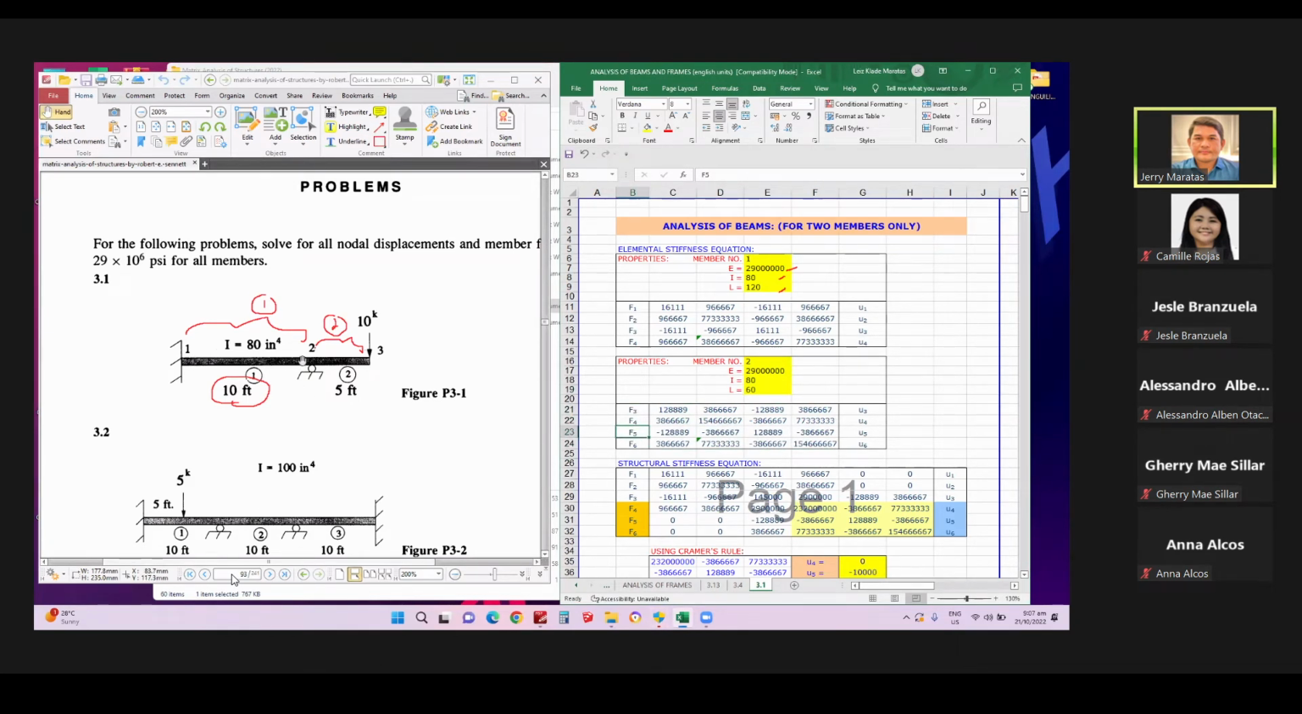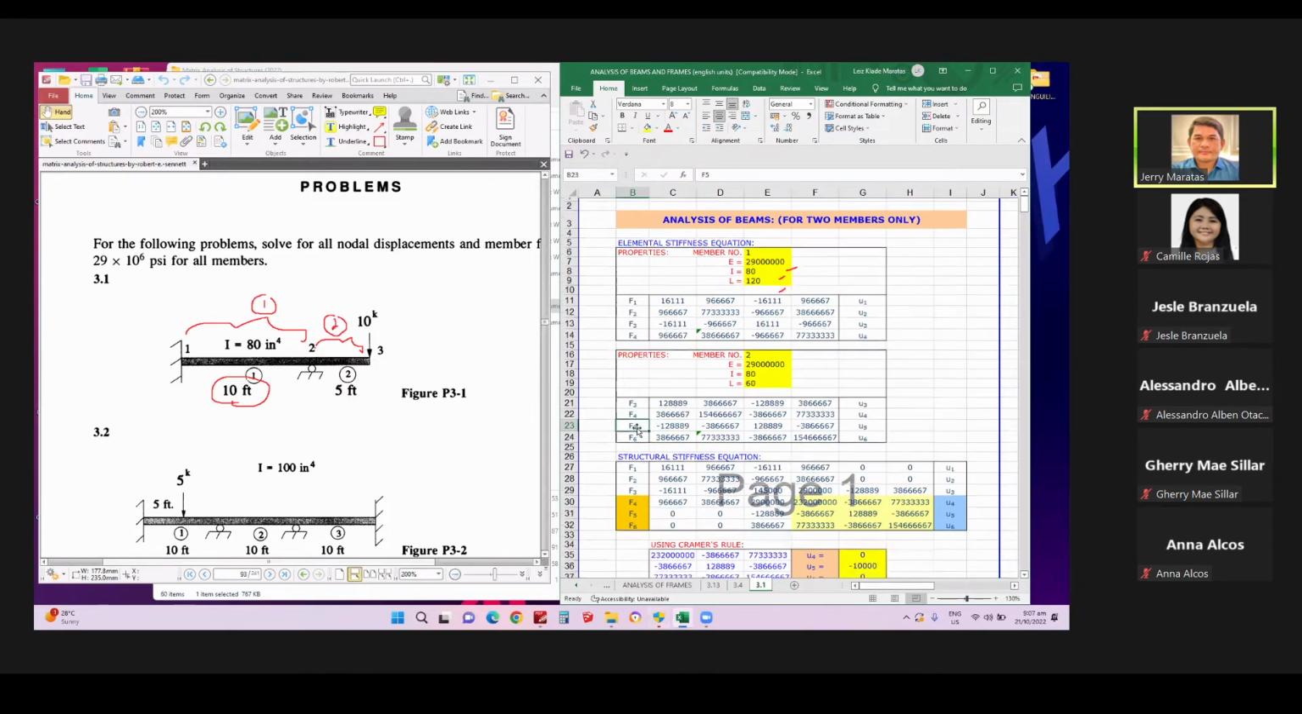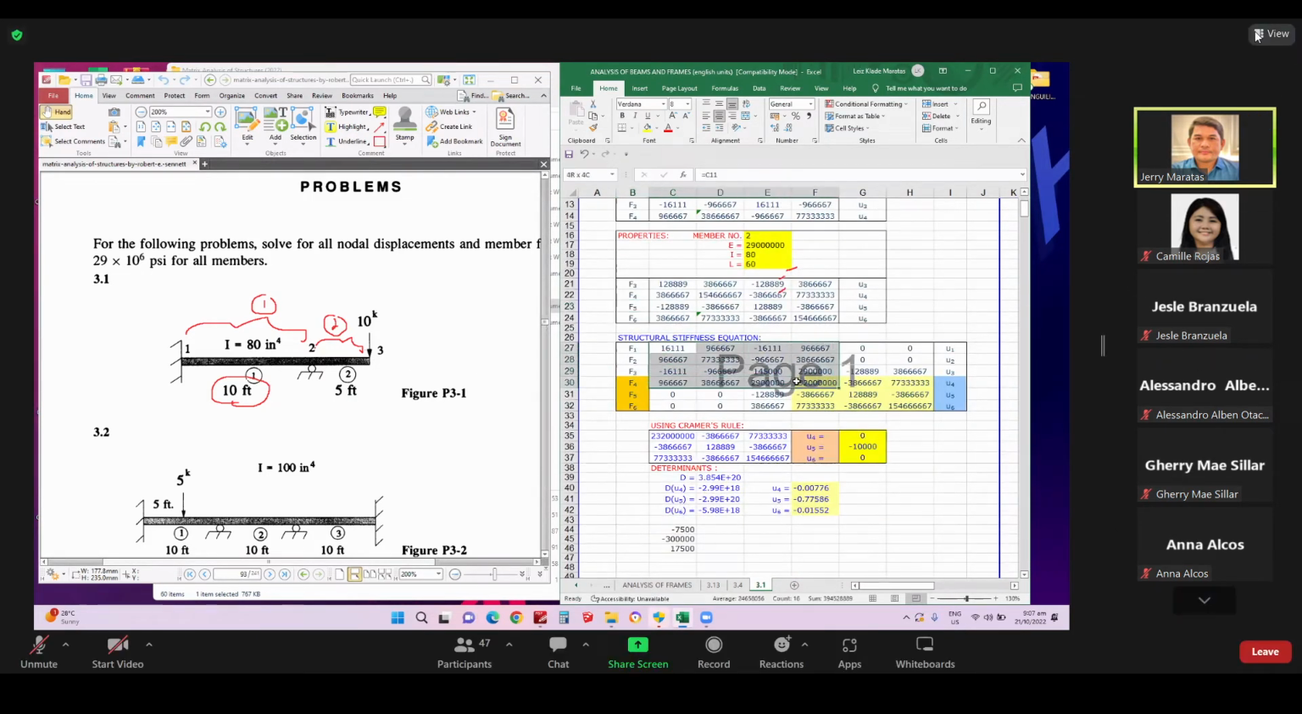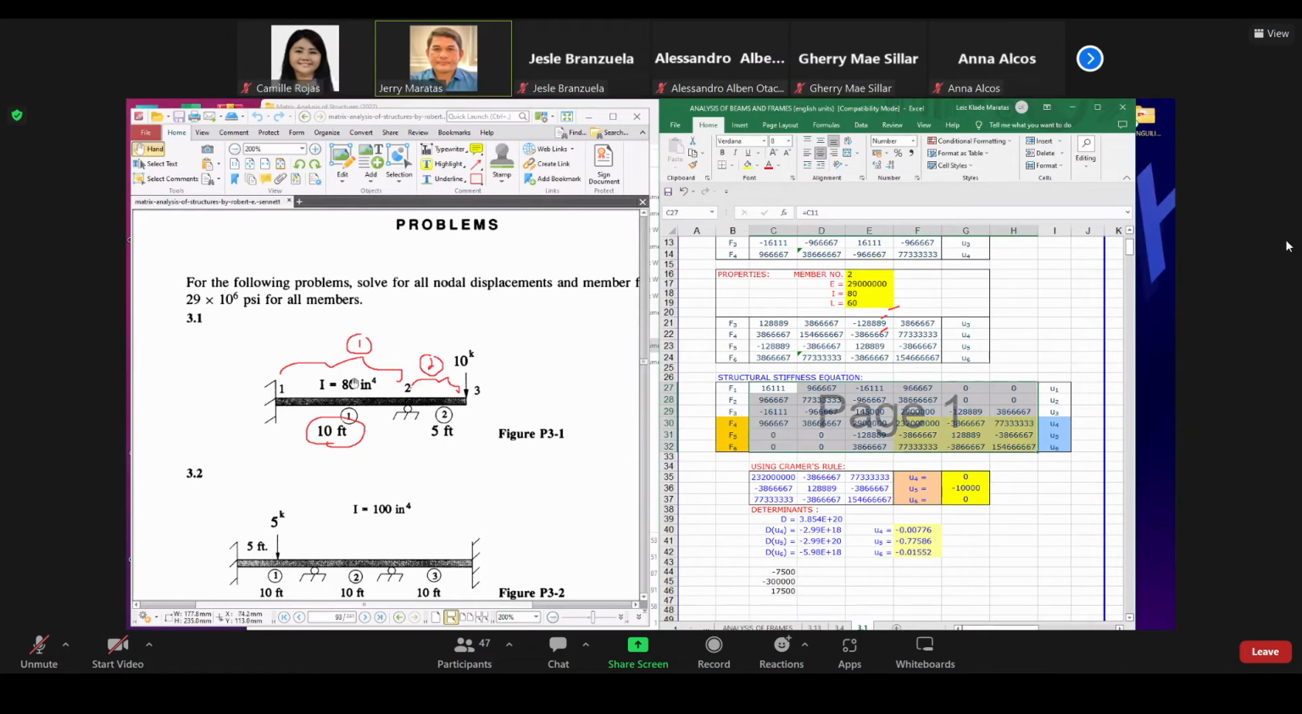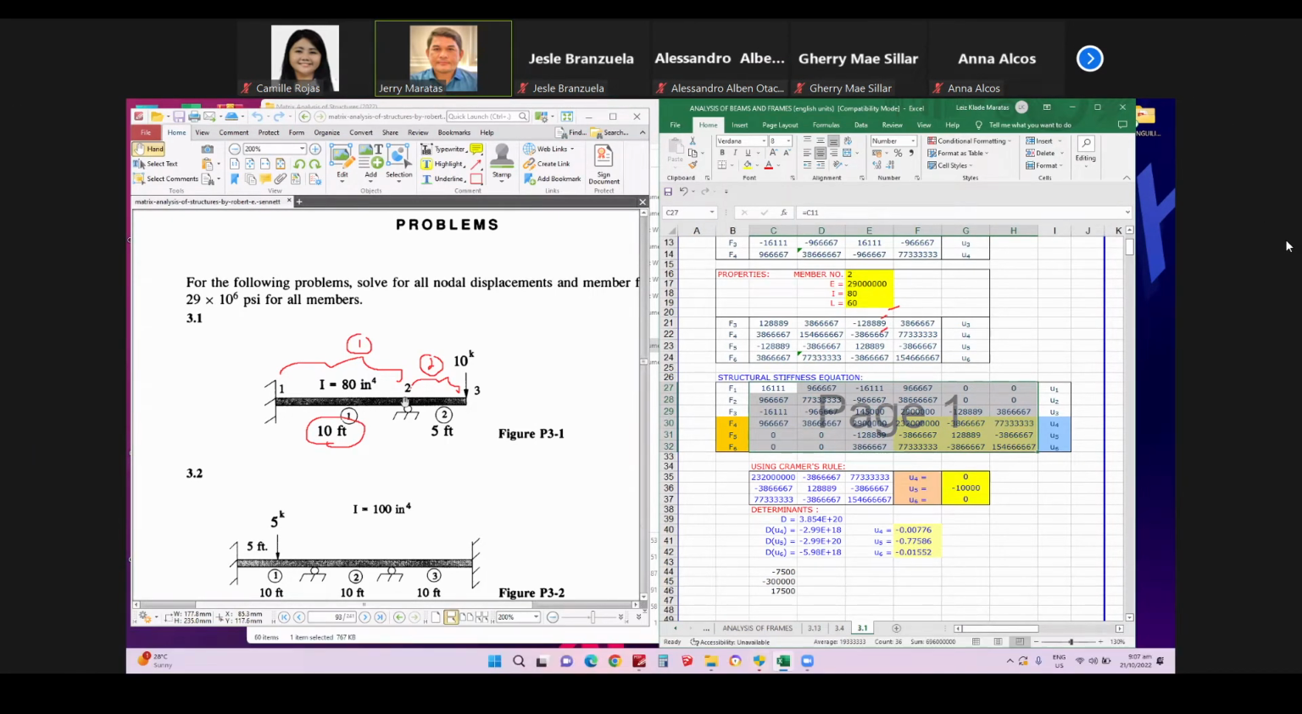Okay, so this one is 1, 2, 3, 4, while for member 2 it is 3, 4, 5, 6. Okay? After that, we combine them. The expectation is that it should be 6 by 6. Why? Because there are 3 nodes for the entire structure and 2 degrees of freedom per node. So that makes our stiffness matrix 6 by 6 as the size.